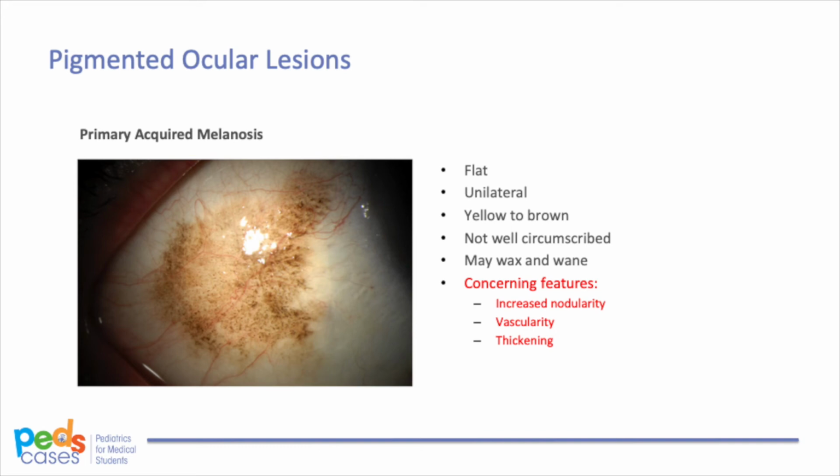Small lesions less than 2 clock hours should receive yearly follow-up. Concerning features include increased nodularity, vascularity, and thickening, for which a full excisional resection should be done. Larger lesions and lesions with cellular atypia require wide excision with cryotherapy with a 4 to 5 mm margin. Mitomycin C is often used as adjuvant chemotherapy. Depending on the cellular atypia, up to 50% may evolve into melanoma.